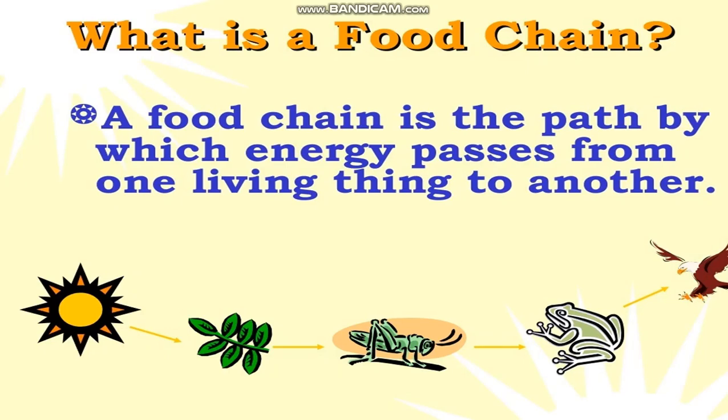So let's read first what is on your screen. A food chain. What is a food chain? A food chain is the path by which energy passes from one living thing to another. A food chain will help you to understand how each organism depends on each other.